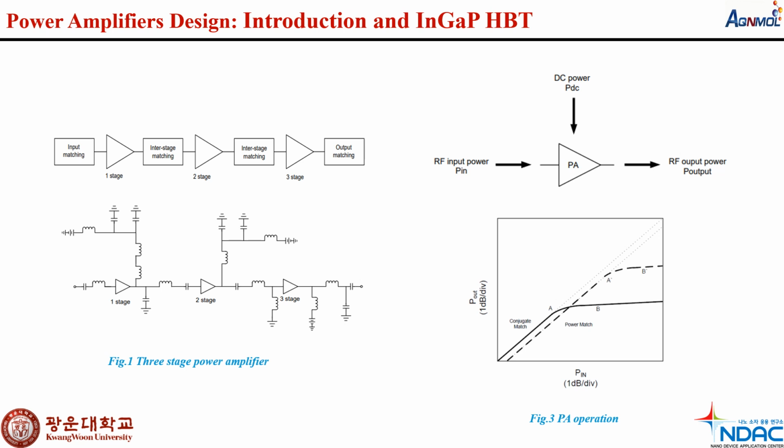Then the alternative efficiency metric is the power added efficiency, what is called PAE, and it is P output divided by P DC plus P input. These consider both input and DC power. And in this section we also mention the P1dB, IP3 and OIP3, which will be explained in the next chapter.